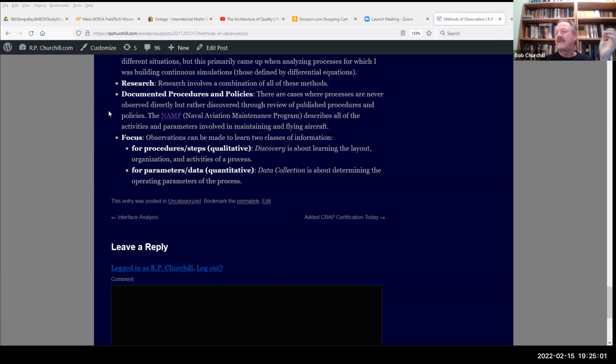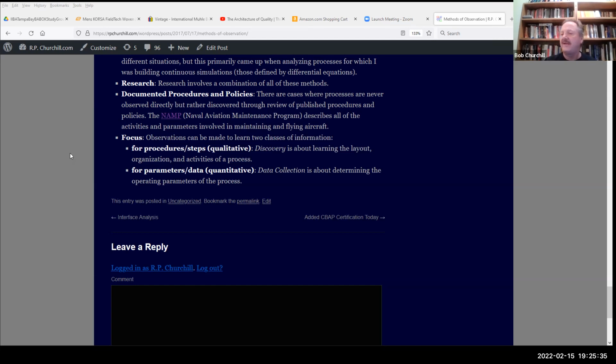For example, the Naval Aviation Maintenance Program, they publish this online, and it's the entire maintenance and deployment process for Navy and Marine Corps aircraft, and it has all the codes and everything you're supposed to do to run the process. And that's a great starting point for any analysis.